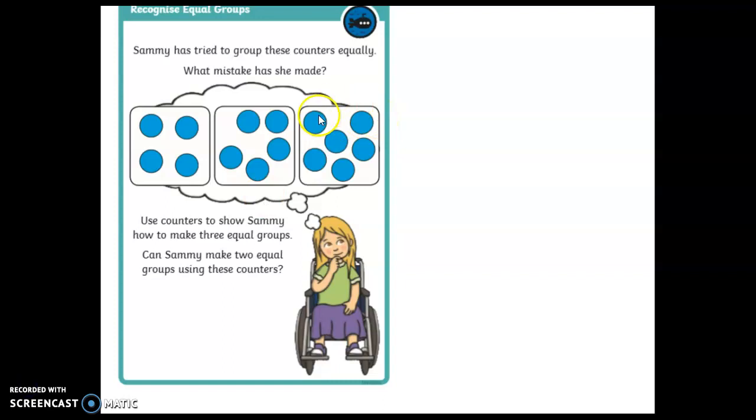Here we have another question. This is one where we are looking at making equal groups. Sammy has tried to group these counters equally. What mistake has she made? Use counters to show how to make 3 equal groups.